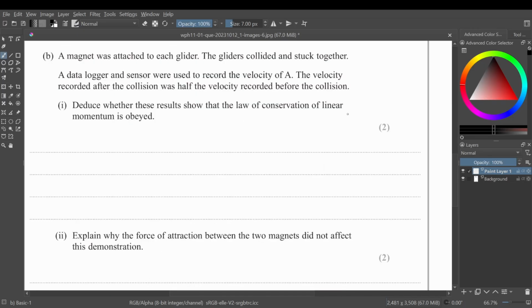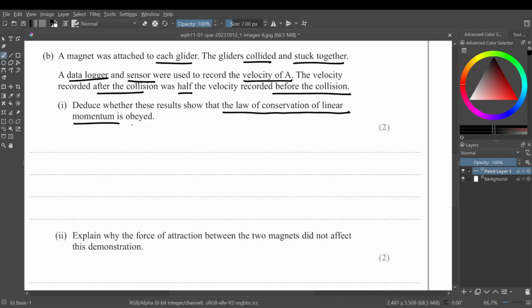Okay, so part B says that a magnet was attached to each glider. The gliders collided and stuck together, right? A data logger and sensor were used to record the velocity of A. The velocity recorded after the collision was half the velocity recorded before the collision, right? So basically that's still talking about velocity A. Deduce whether these results show that the law of conservation of linear momentum is obeyed.